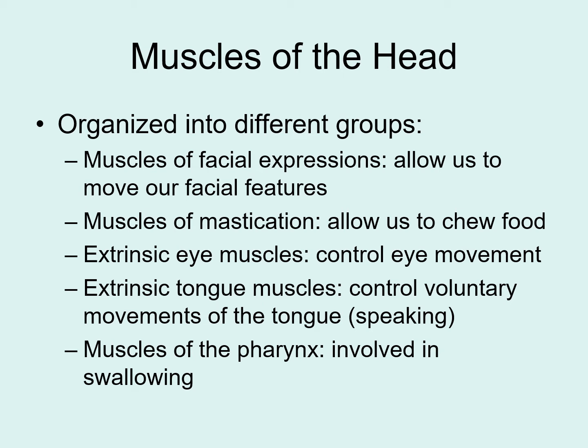Some of the muscles enable you to form your different facial expressions, as that nonverbal communication that's so important. Some of the muscles allow us to chew food. This is known as mastication, the process of chewing. You have extrinsic eye muscles that help control the movement of the eyes, left to right, top to bottom. There are also extrinsic tongue muscles that help to move the tongue, that allow you to speak. These are voluntary movements of the tongue. And the muscles of the pharynx that assist with swallowing.